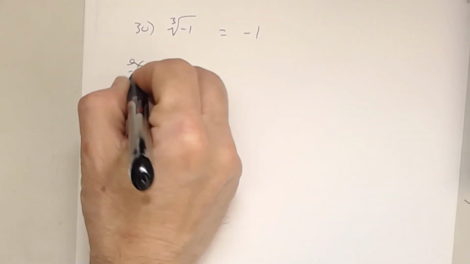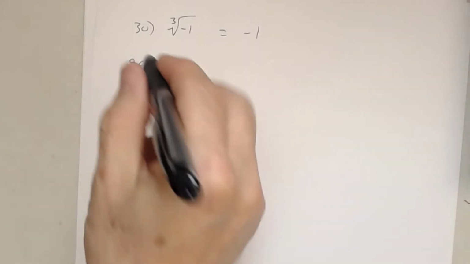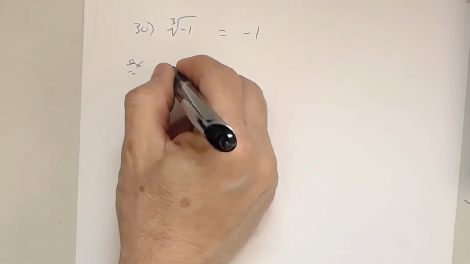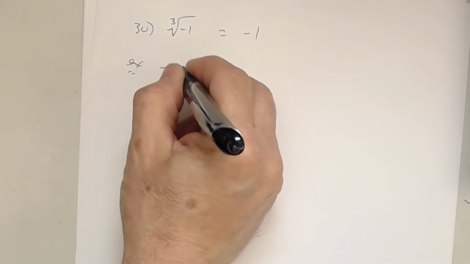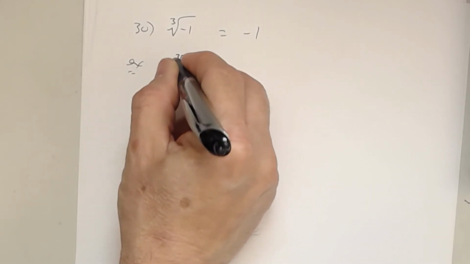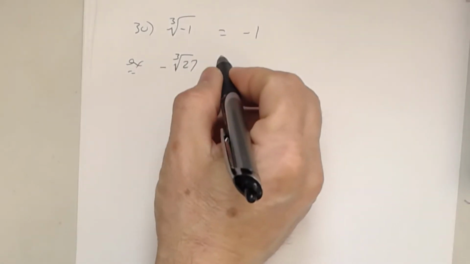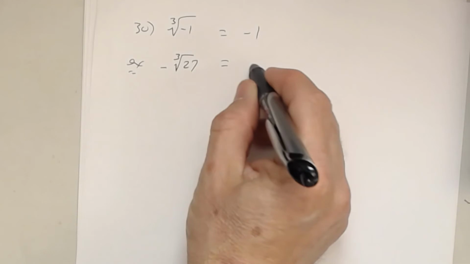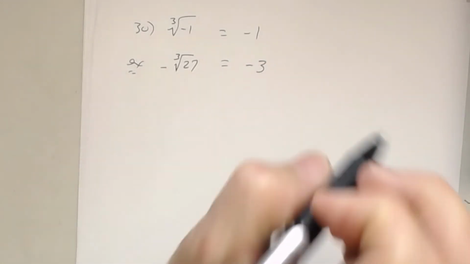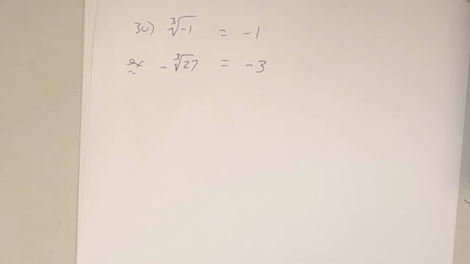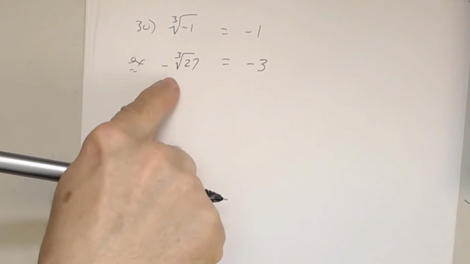All right, this example, because this is on your worksheet. What is negative cube root of 27? No, you can take the cube root of 27. Cube root of 27 is 3, so the answer is a what? -3.